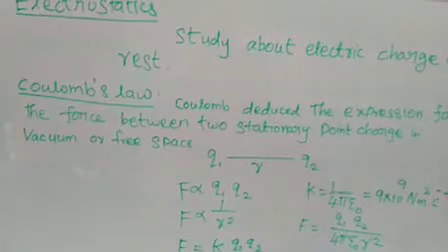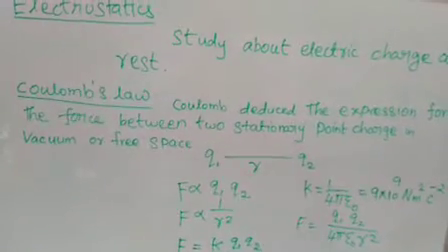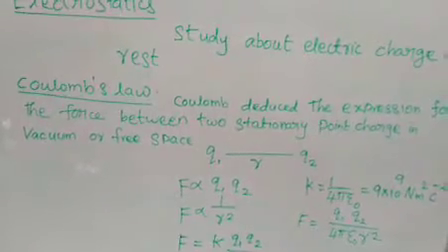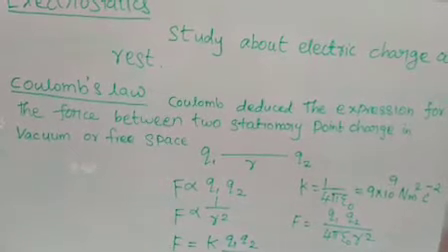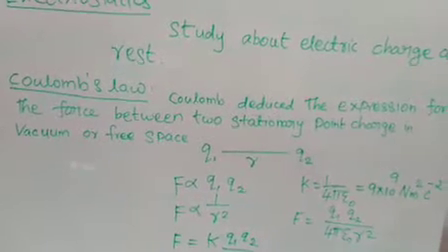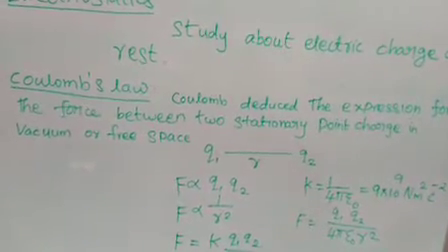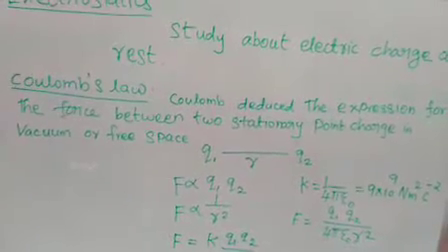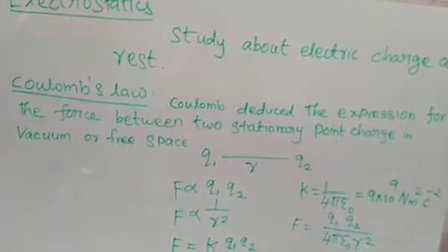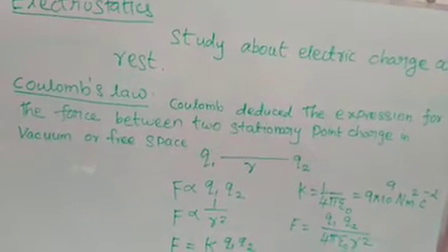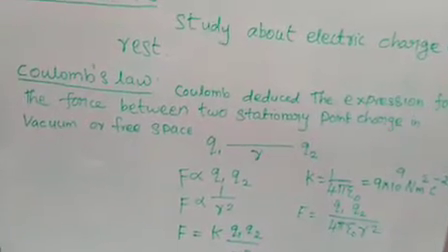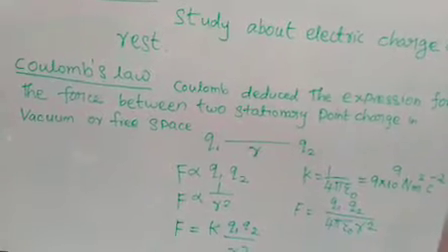Here consider two charges Q1 and Q2, separated by a distance r. In between the two charges, if both charges are positive or both negative, it exerts repulsive force. If one charge is positive and the other is negative, it will attract. So between two charges, an attractive force or repulsive force is exerted.